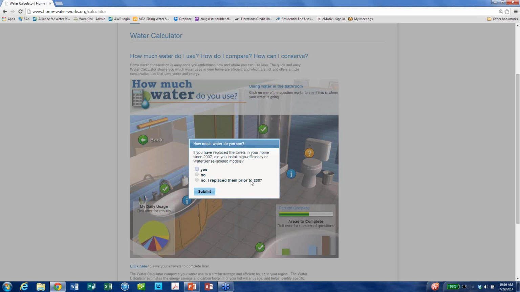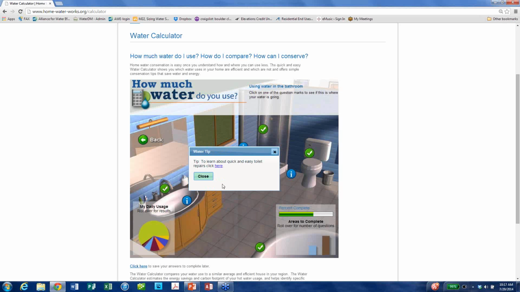Have you replaced the toilets since 2007? Did you install high-efficiency WaterSense? Actually, I replaced my toilets prior to 2007. They are not HETs at this point. So I'm going to say that. Do any of the home toilets in your house leak or get stuck? I'm going to say yes, that does happen once in a while, and so that will actually increase the leakage component that we'll see at the end of the calculator.